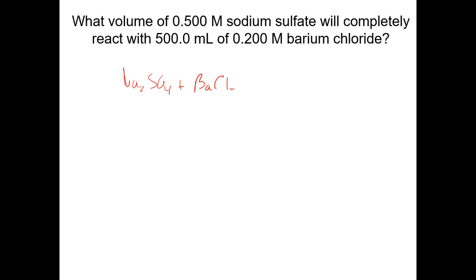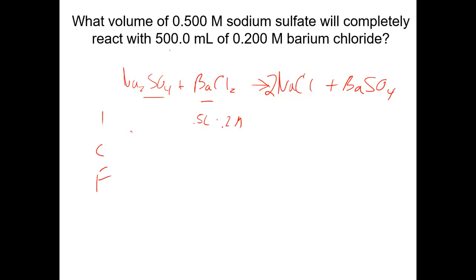So I just want to make sure this is going to react at a 1-to-1 ratio. Let's just check what we're going to get. Barium is a +2, sulfate's a -2, so I'm going to end with 2 of those. But these will be 1-to-1. So what I'm going to have, if I'm doing an ICF table, is I'm going to have my barium chloride is going to be 0.5 liters times 0.2 molar.